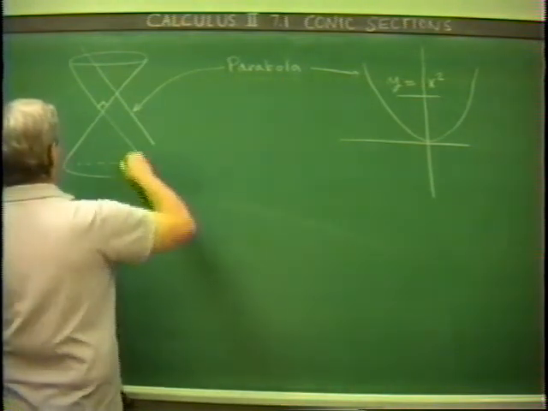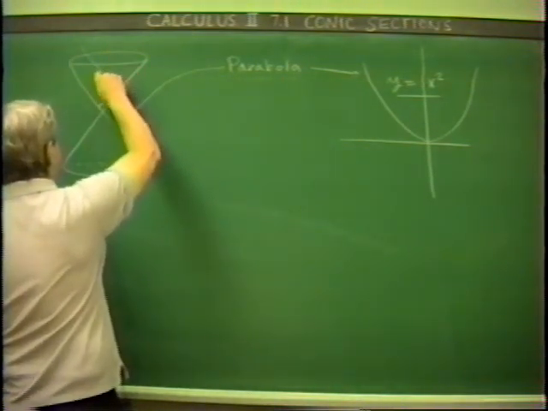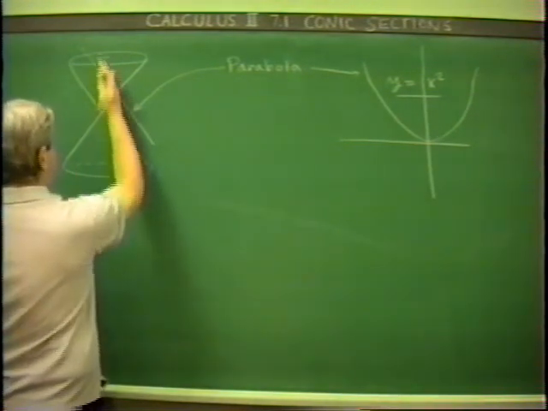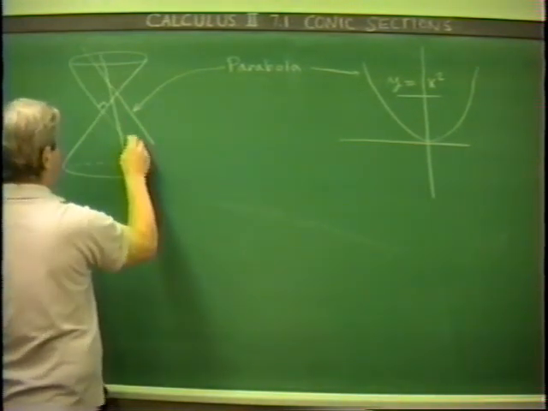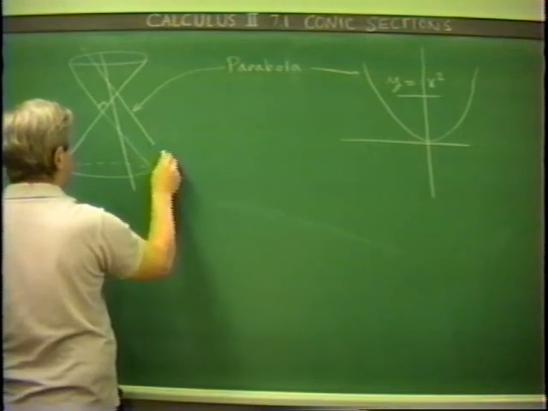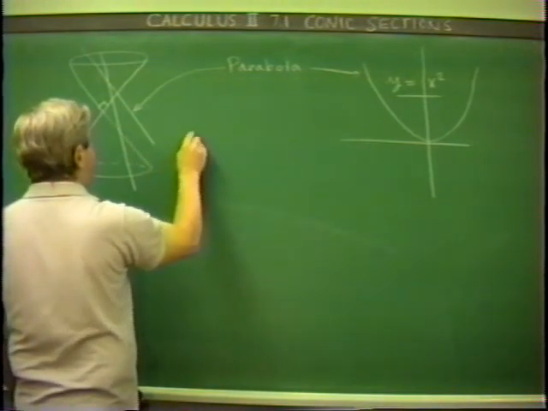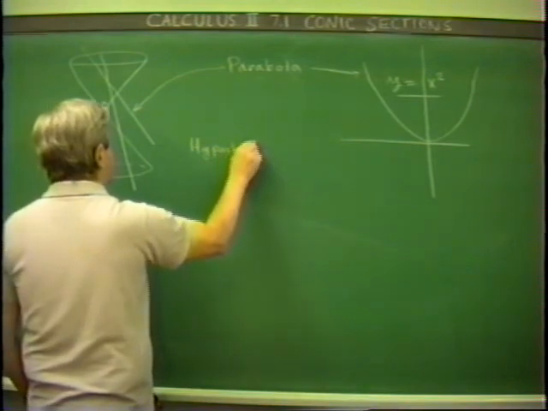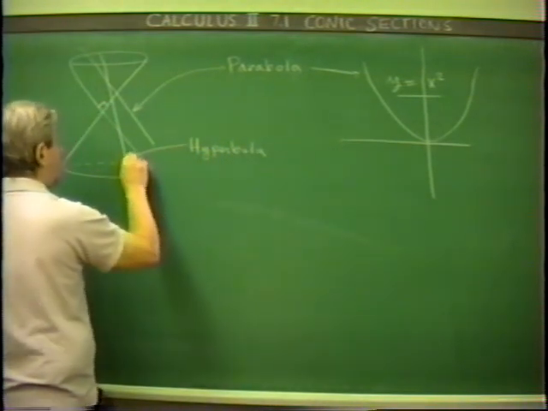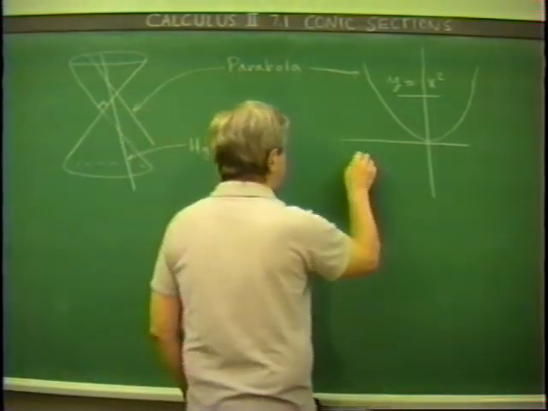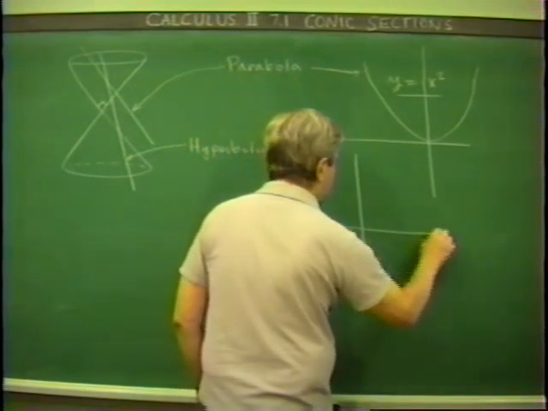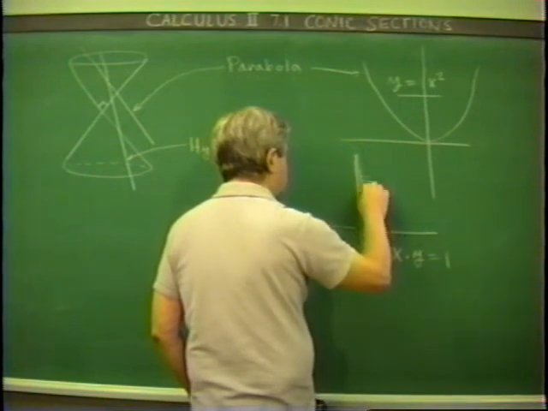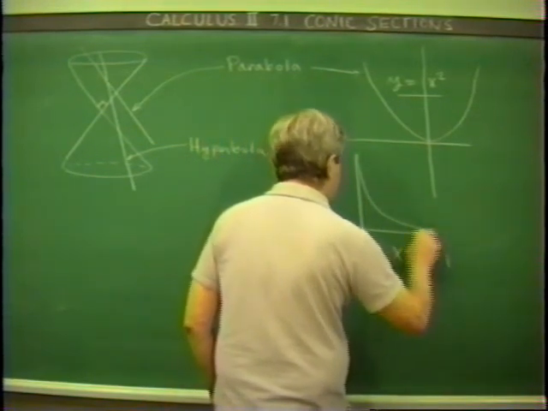If we take a plane that intersects both halves of this cone, and it doesn't go through the center here, we're going to end up with a curve that's got two halves. It's called a hyperbola. And an example is x times y equals 1. It looks like this.